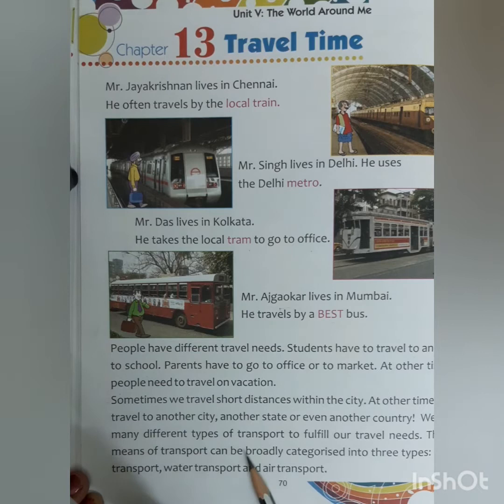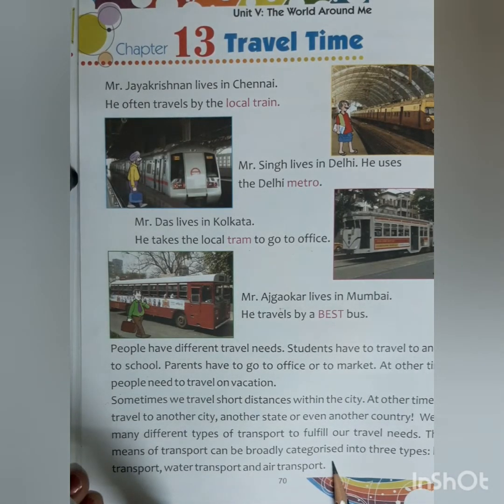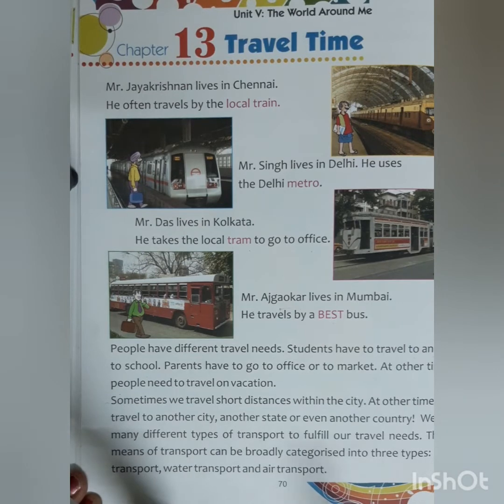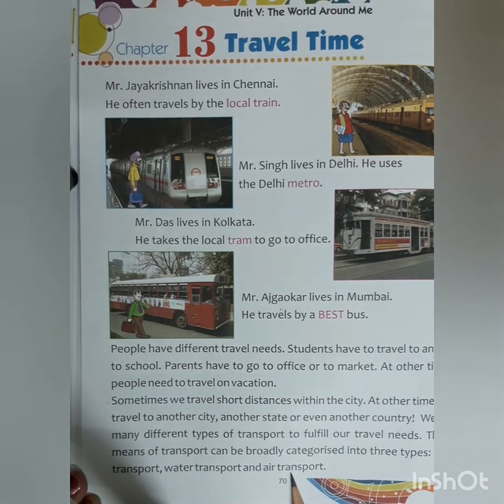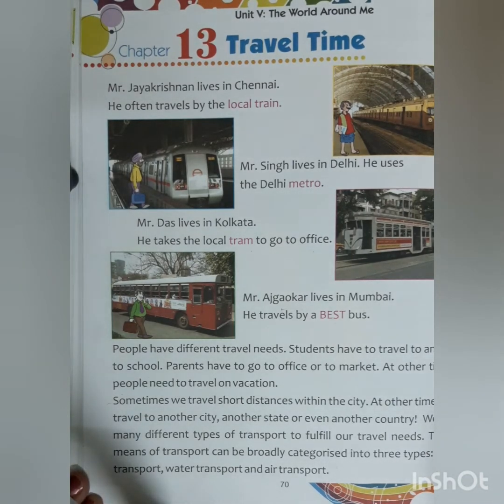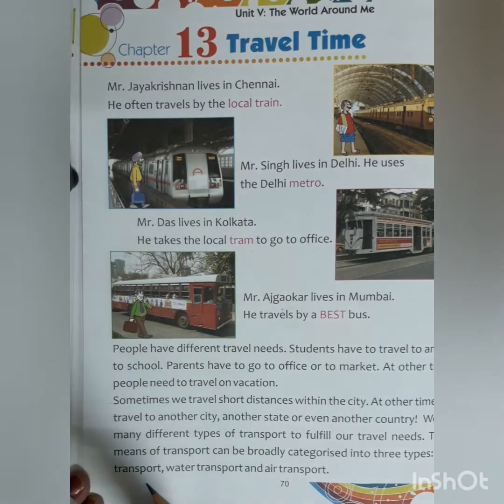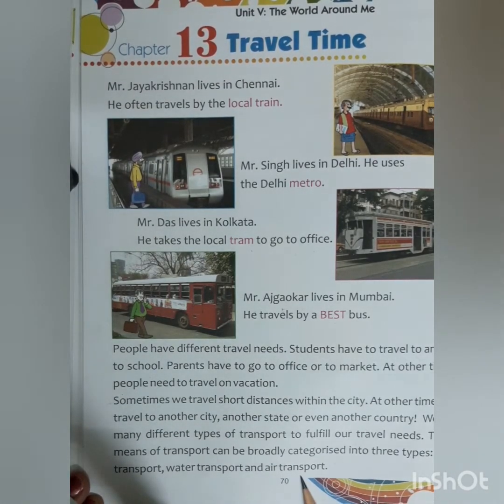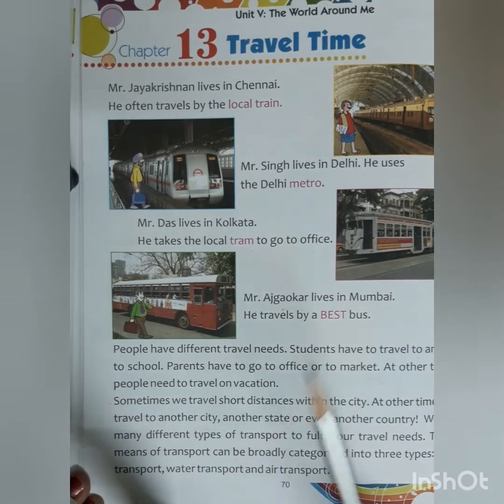These means of transport can be broadly categorized into three types: land transport, water transport, and air transport. So you understand, children, that there are different means of transport and it takes different time, and sometimes you travel within the city or to different cities or even to different countries. Okay, now let's see what those transports are. Number one is land transport, then water transport, and air transport. Let's see now about land transport.